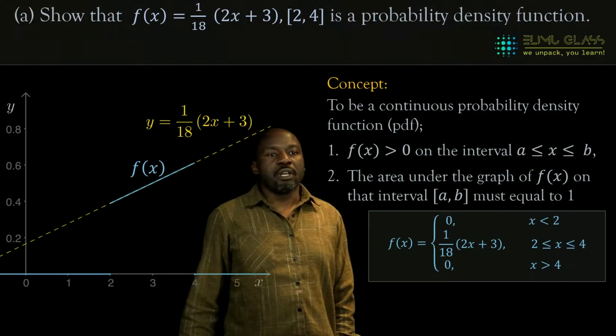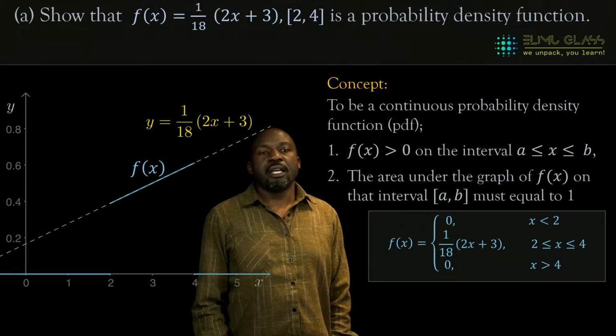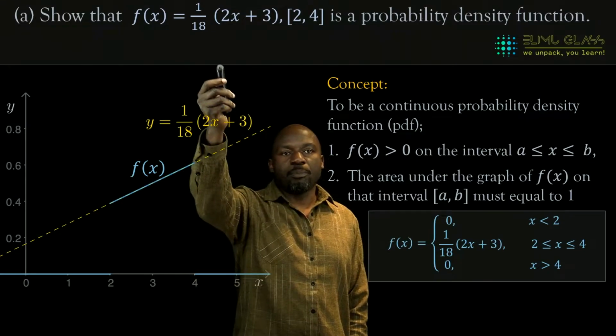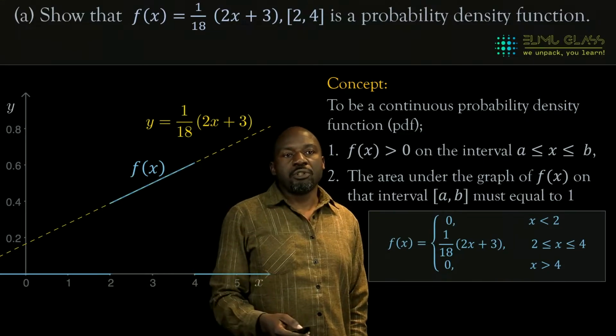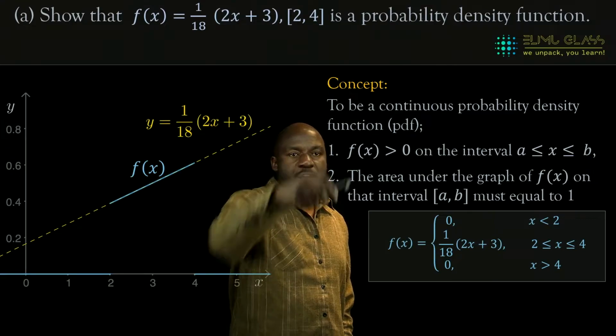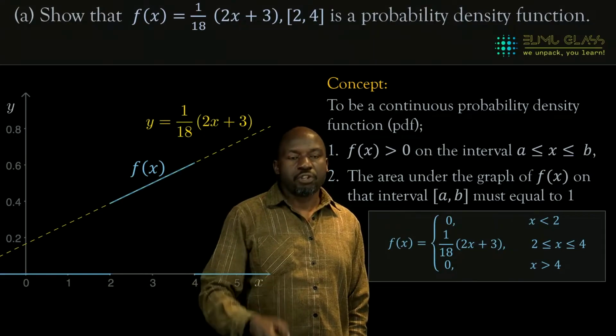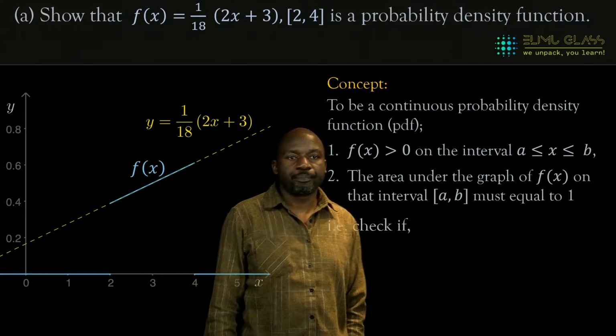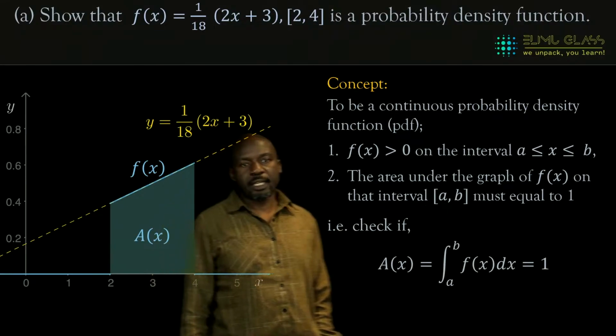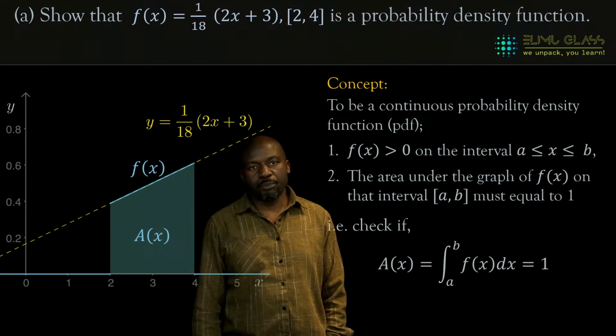Okay? And so once we have done this, then now to check whether this is a probability density function, all we need to do is to test whether the area under this graph is going to be equal to 1, like that. Okay, so can we test if this area here is going to be equal to 1?